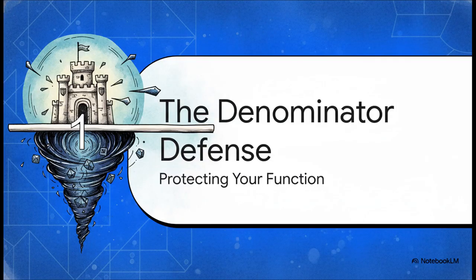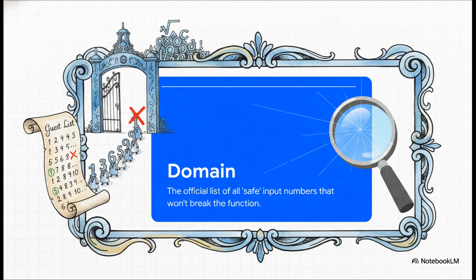So that leads us right into our first mission, the denominator defense. It's all about learning how to guard our functions, how to protect them from the one thing that can bring them crashing down. Okay, so to do that, we need to understand a super important idea called the domain. The easiest way to think about it, it's like the official guest list for a party. It's the complete list of all the safe numbers you can plug into a function. You know, the ones that won't show up and break all the furniture.